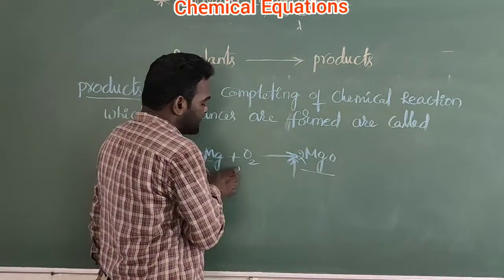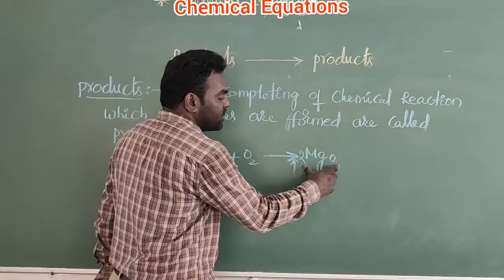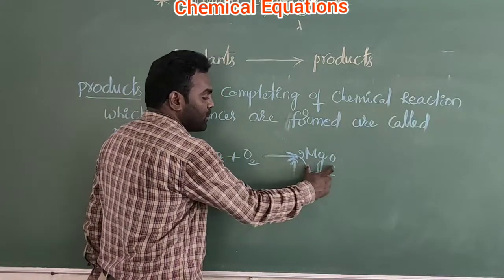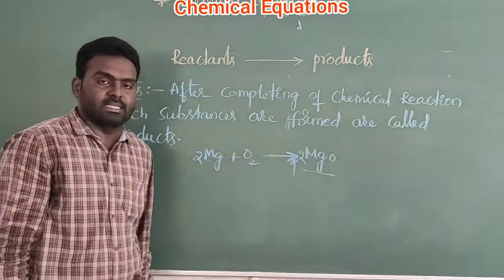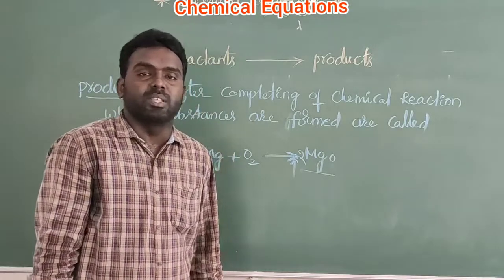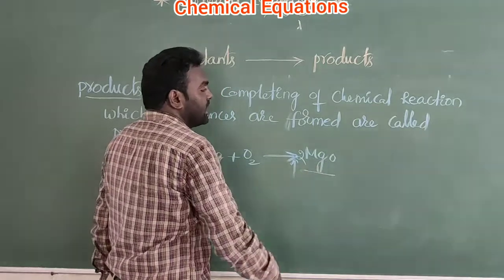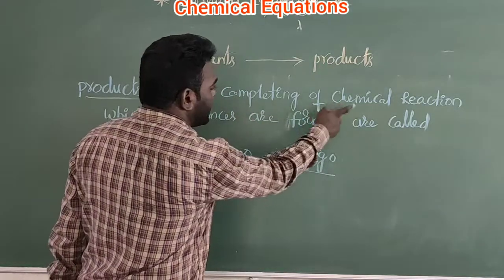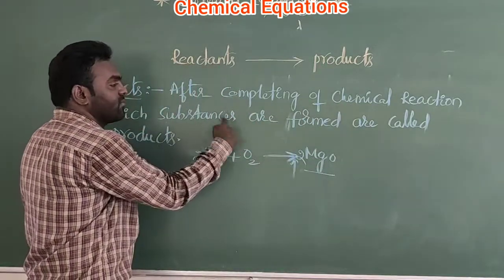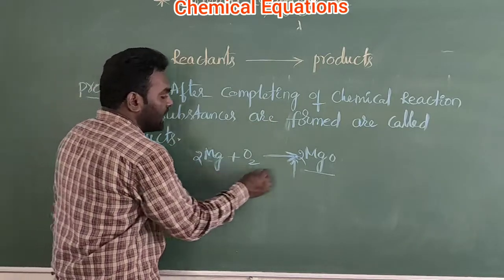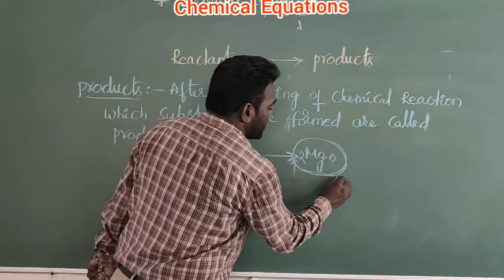So this is called the reactants. After completing the reaction, we get another product, which is completely different from the reactants. So this one is called the products. After completing the chemical reaction, the substances that are formed are called products.